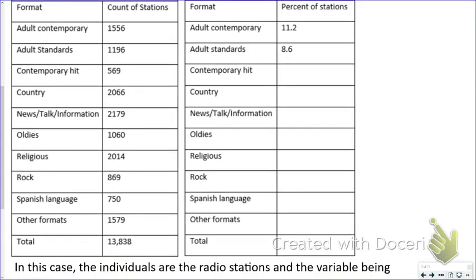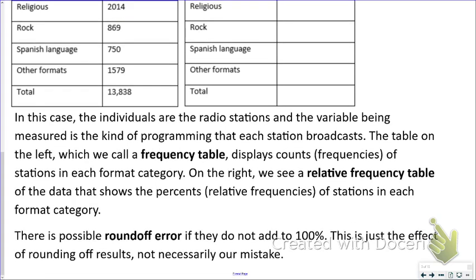Down here, it's more of the stuff that we've been talking about. This is a frequency table and a relative frequency table. If it doesn't add up to 100% exactly, that's probably because of round-off error. You know, it might be 100.01 or 99.99 or something like that. I bet it's just because of rounding error.